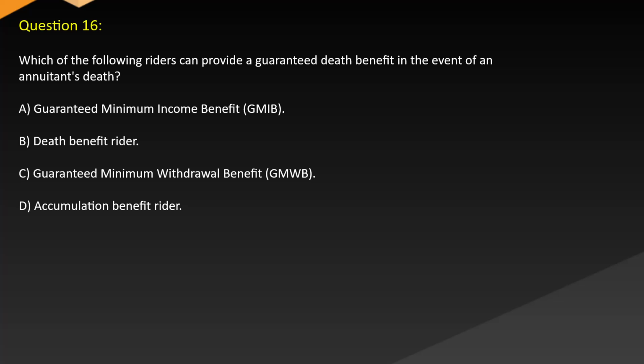Question 16. Which of the following riders can provide a guaranteed death benefit in the event of an annuitant's death? A. Guaranteed minimum income benefit, GMIB. B. Death benefit rider. C. Guaranteed minimum withdrawal benefit, GMWB. D. Accumulation benefit rider.